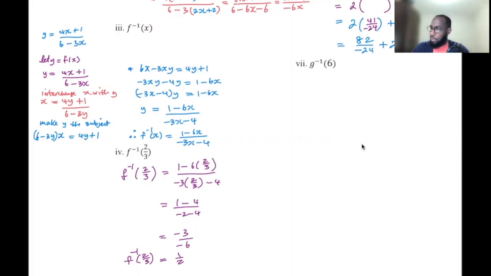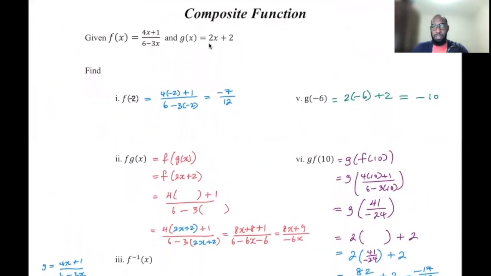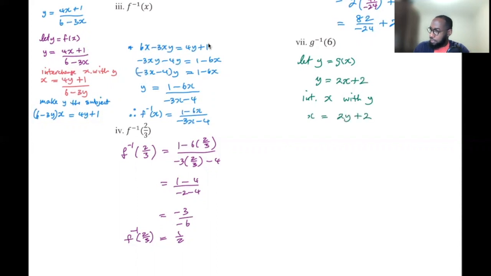So let's deal with that one time. So let y equals G of x. All right. Now remember, G of x is equal to 2x plus 2. All right. So then we have y is equal to 2x plus 2. All right. We're going to interchange x with y. So wherever you see x, you put y. Wherever you see y, you put x. Now we're going to make y the subject.